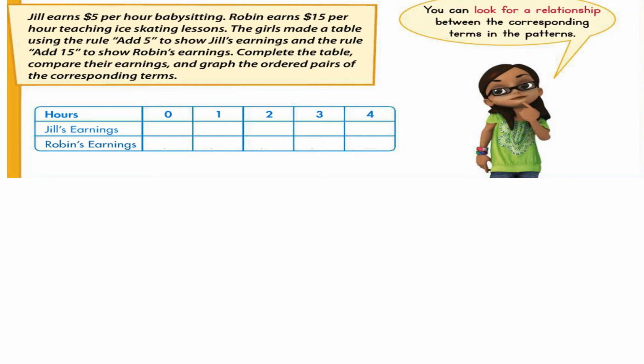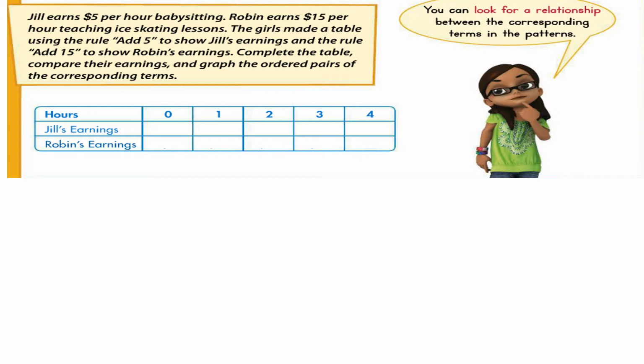Graphing that pattern on the coordinate grid. So firstly, let's read that question, and we want to show how to graph that pattern on the coordinate grid. Jill earns $5 per hour babysitting, and Robin earns $15 per hour teaching ice skating lessons. The girls made a table using the rule add 5 to show Jill's earnings and the rule add 15 to show Robin's earnings. Complete the table, compare their earnings, and graph the ordered pairs of the corresponding terms.